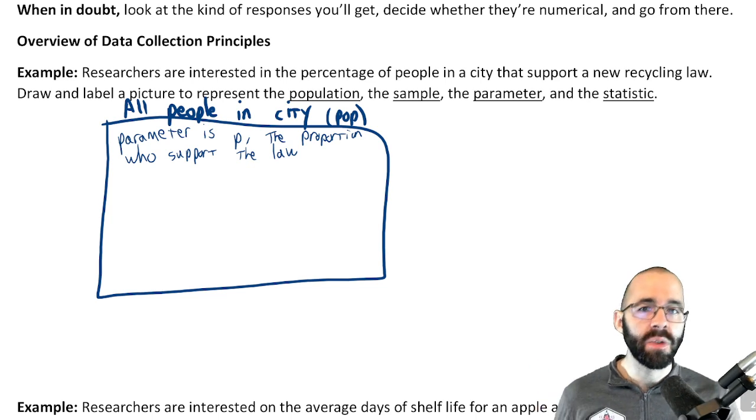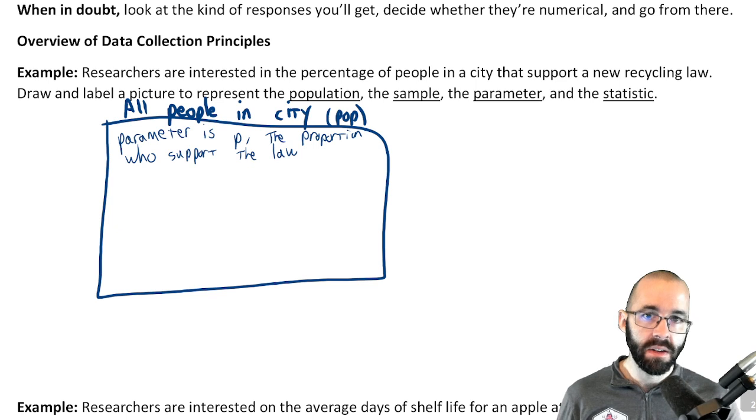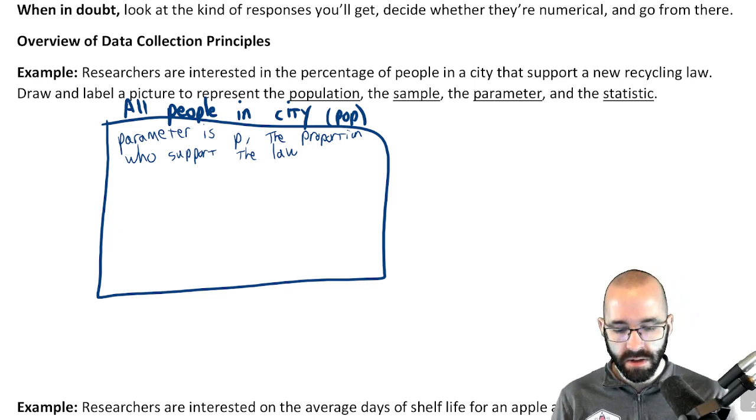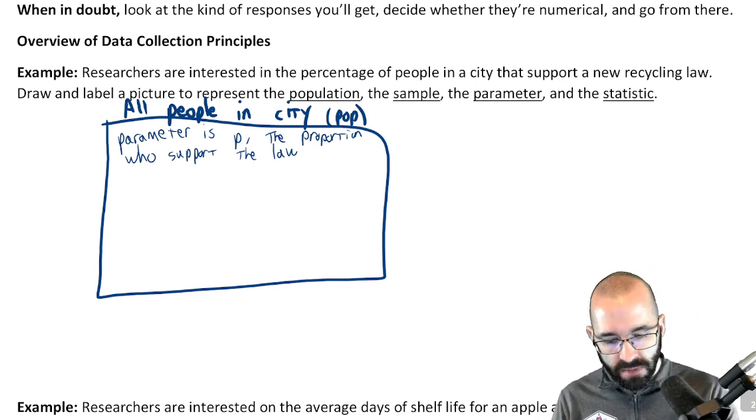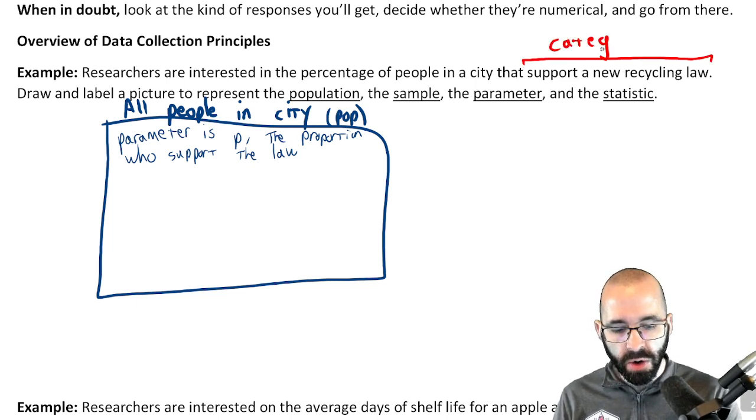Because this is categorical data. Do you support this law? Do you not support this law? That's categorical. Support a new recycling law. Categorical data.